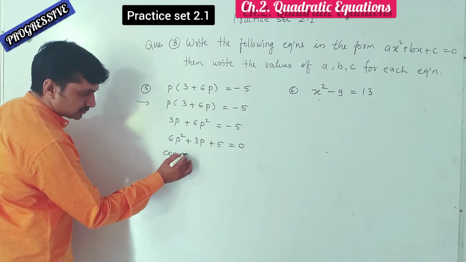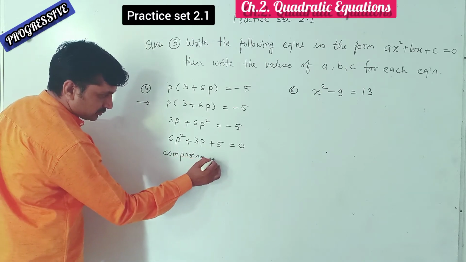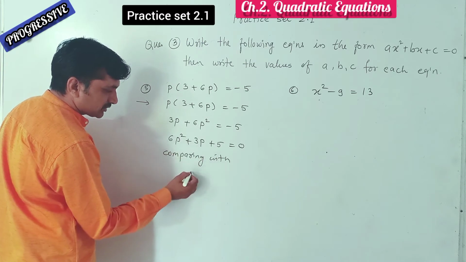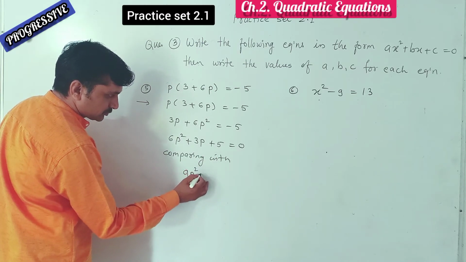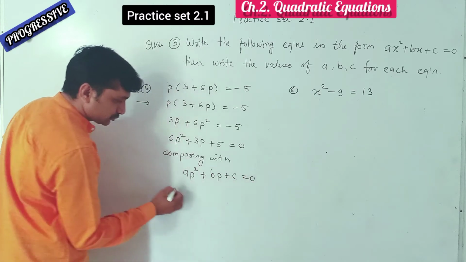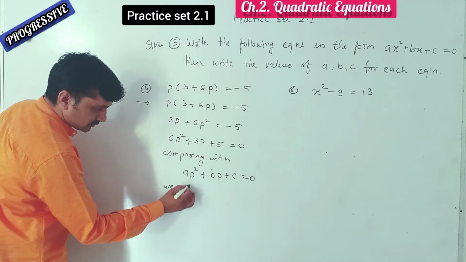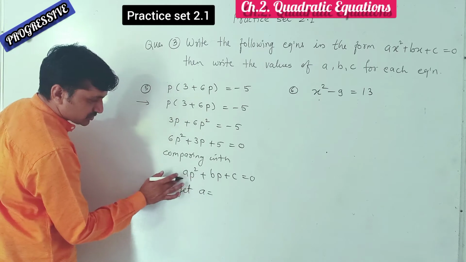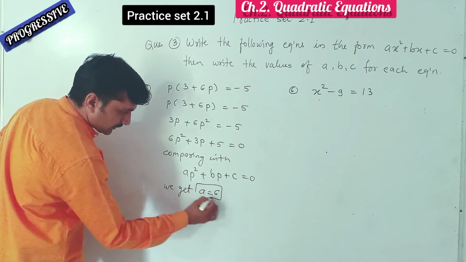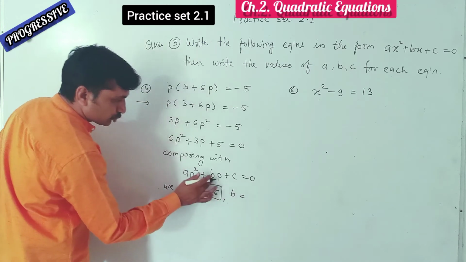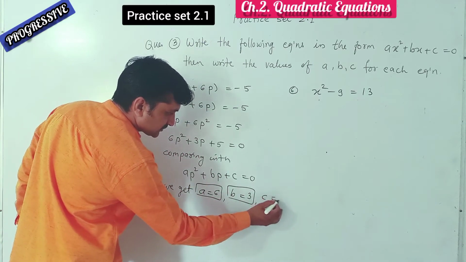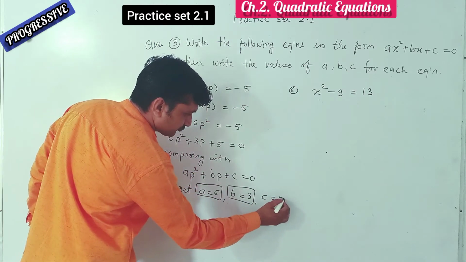Comparing with standard form. What is standard form in p now? Ap square plus bp plus c is equal to 0. We get a is equal to the coefficient of p square, which means 6, b is equal to the coefficient of p, here 3, and c is equal to the last constant, 5.